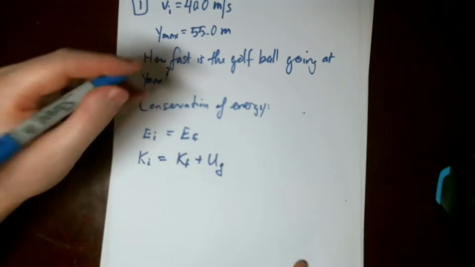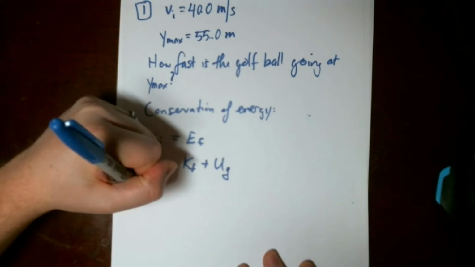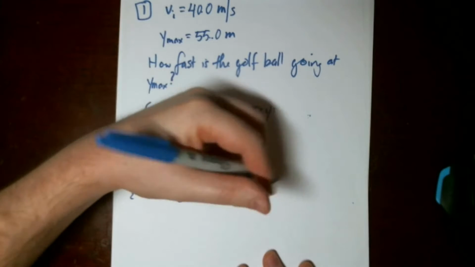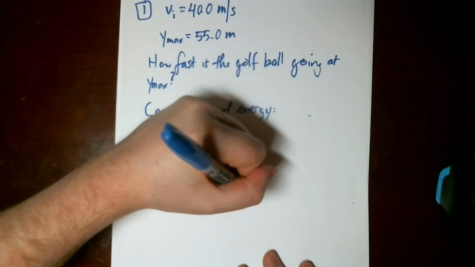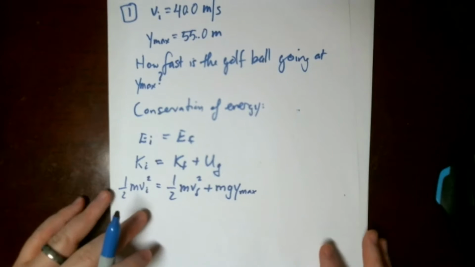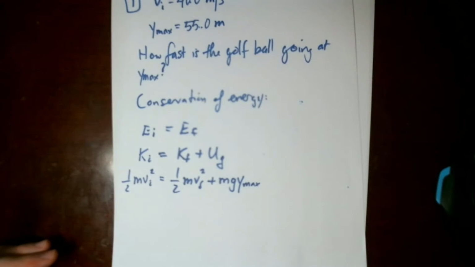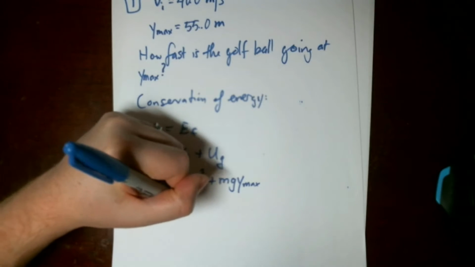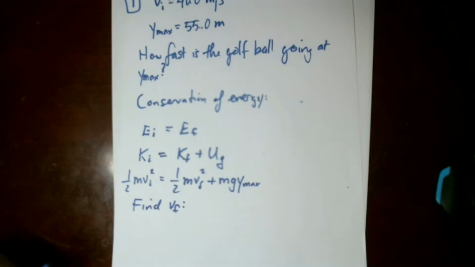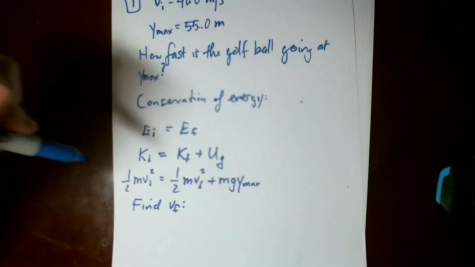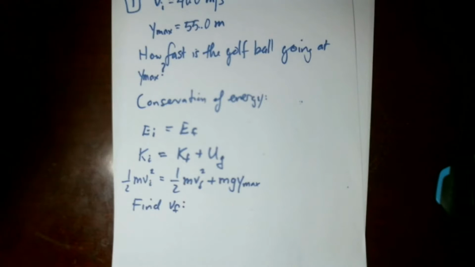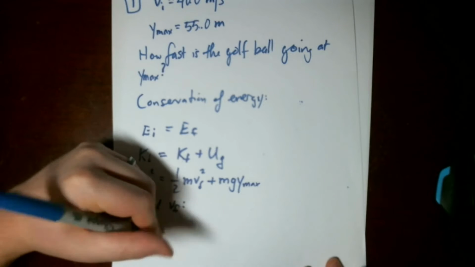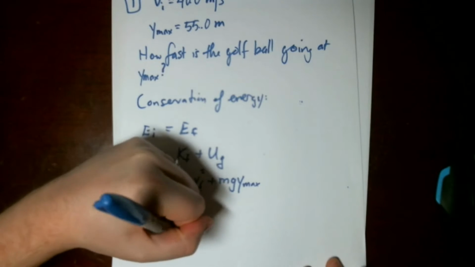So let's substitute in the appropriate equations for those. So we get 1/2 m vi squared equals 1/2 m vf squared plus m g y max, which is the gravitational potential energy it has at the apex of its trajectory. All right, so we want to find Vf. So we can solve this equation for Vf by moving over gravitational potential energy, getting rid of the factor of mass, getting rid of common factors, and it turns out that we can write down final velocity to be the square root of Vi squared minus 2 g y.